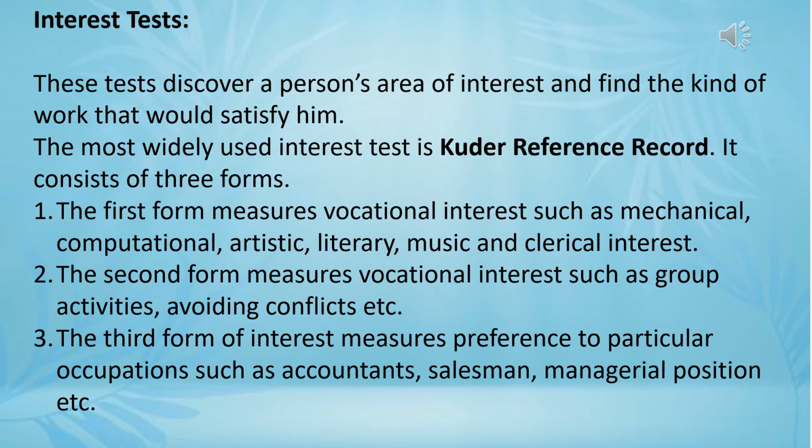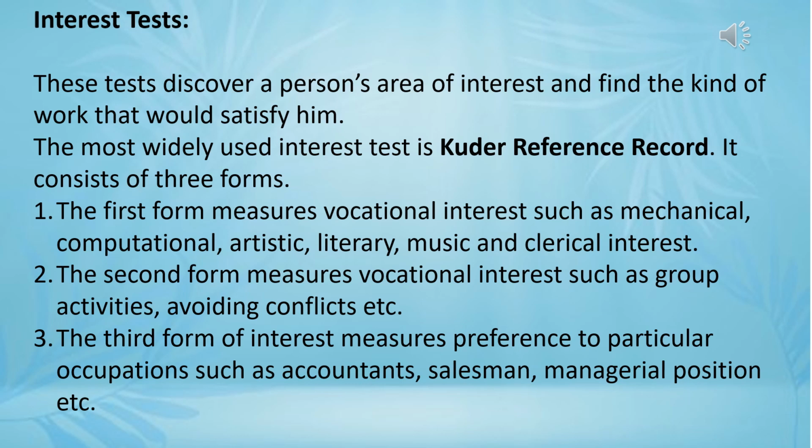Here we have three distinct forms in this. Form 1 tells us about the vocational interest areas. This form assesses an individual's interest across various vocational domains such as mechanical, computational, artistic, literary, musical, and clerical.